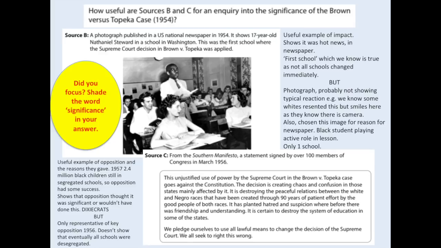I'd be mentioning in my answer that these politicians who were signing the Southern Manifesto, I'd be dropping the word Dixiecrats in there to show I know my stuff. But what are the limitations? Well, it's only representative of the opposition and only in 1956. Doesn't show that eventually all schools were desegregated.